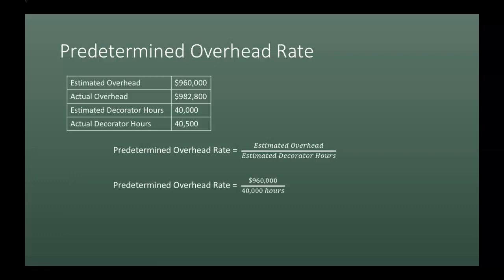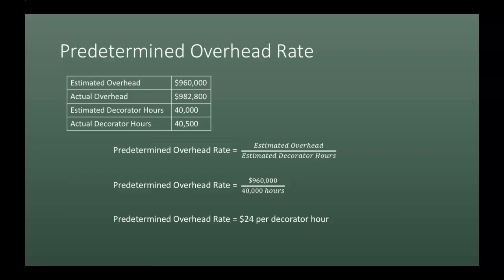So if we plug in the numbers that we have here, $960,000 divided by 40,000 decorator hours gives us a predetermined overhead rate of $24 per decorator hour. So going into this year, we thought that each decorator hour was going to cost us $24 in overhead. Now, so that's your predetermined overhead rate.